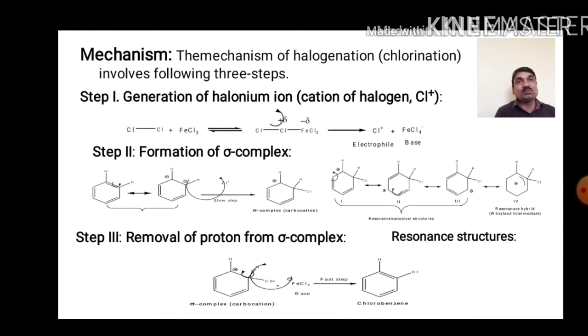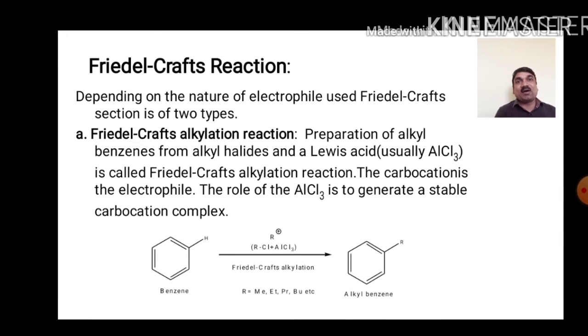Instead of chlorine, if we use bromine, it is called a bromination reaction and the product is bromobenzene. So the next example is Friedel-Crafts reactions. Depending on the nature of the electrophile used, Friedel-Crafts reaction is of two types.